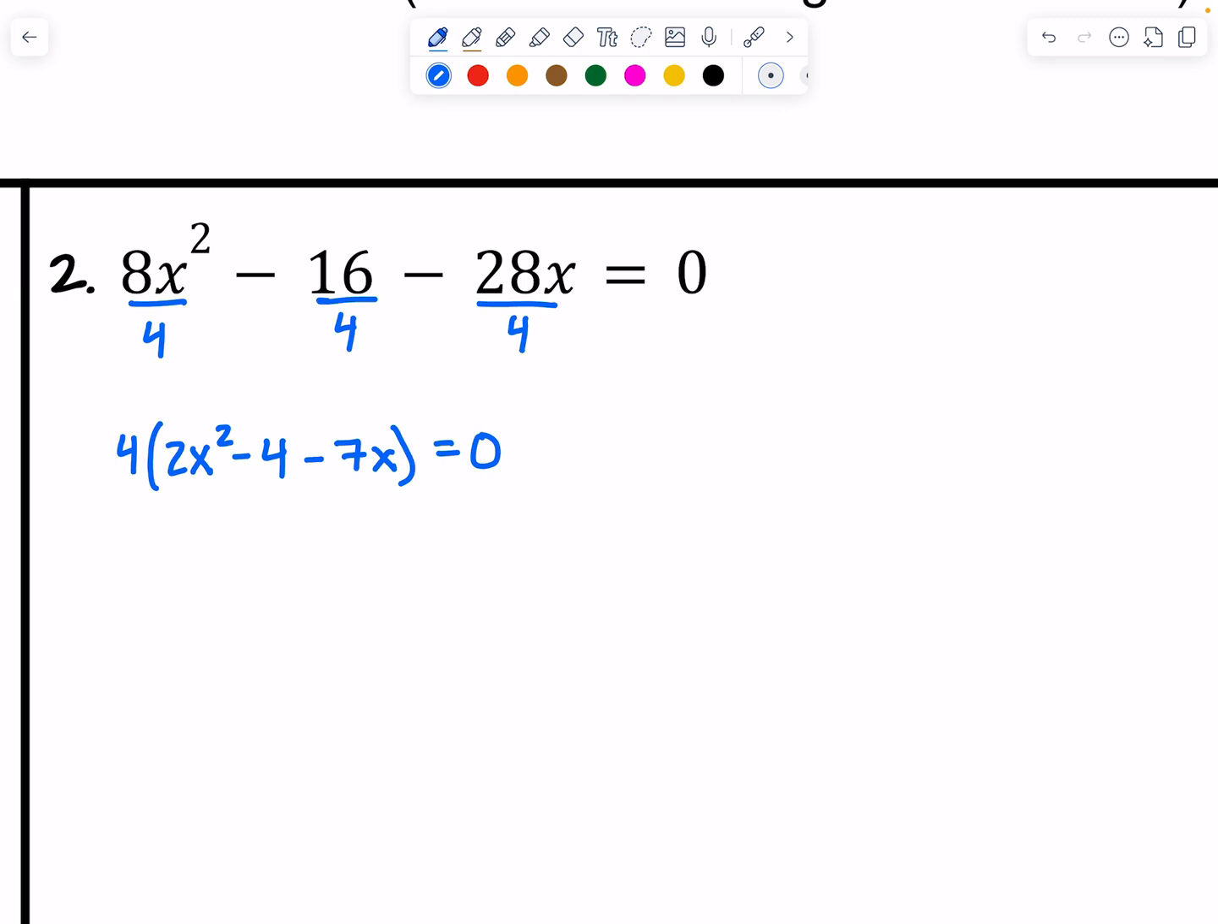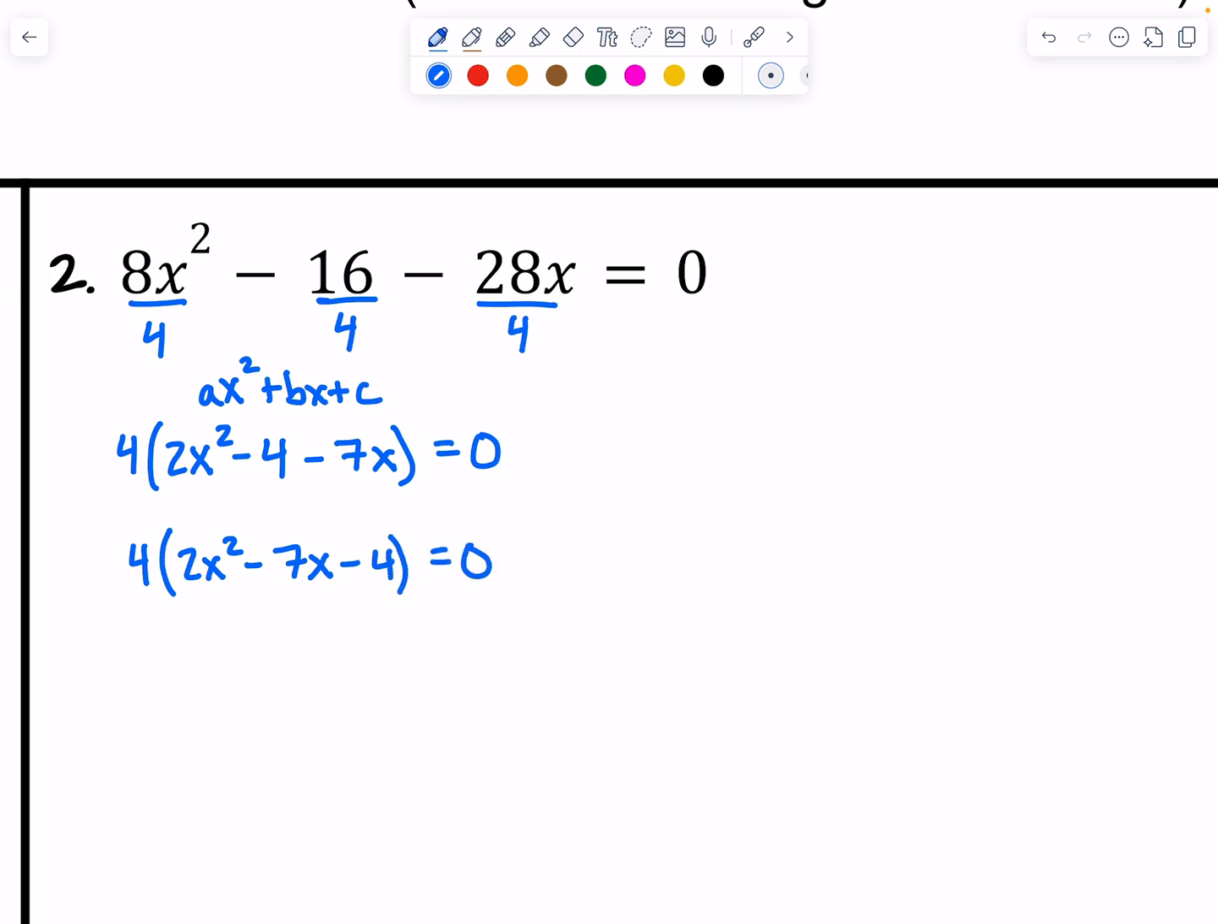But I notice this is not written in standard form right here. So before I go any further, I'm going to put this into standard form. It's kind of our standard trinomial quadratic form, ax squared plus bx plus c, where we have the quadratic term first, followed by the linear term and the constant term. And it just helps us to factor it out a lot easier to put it in that form. So 4 stays out front as my greatest common factor. I have 2x squared minus 7x minus 4 is equal to 0.